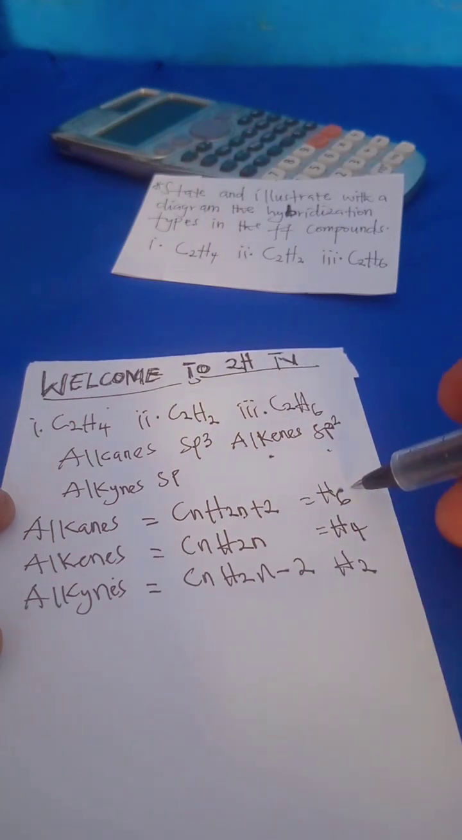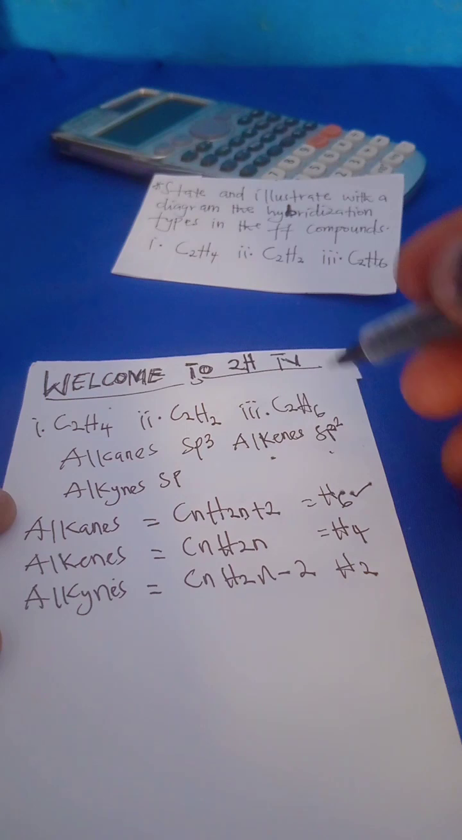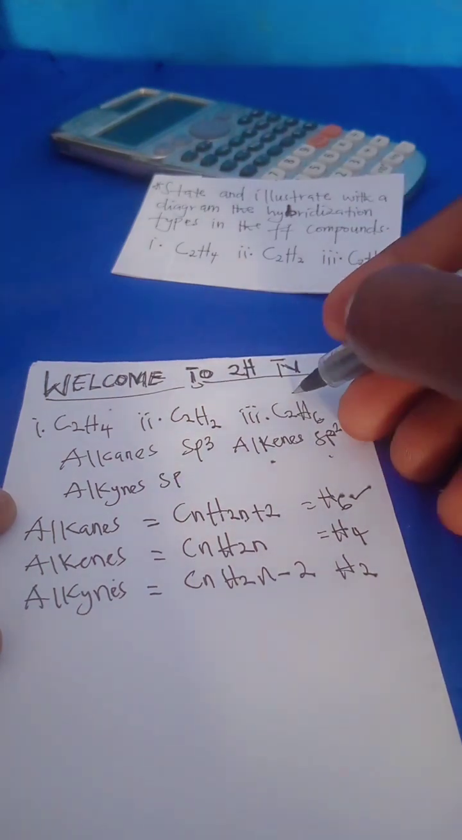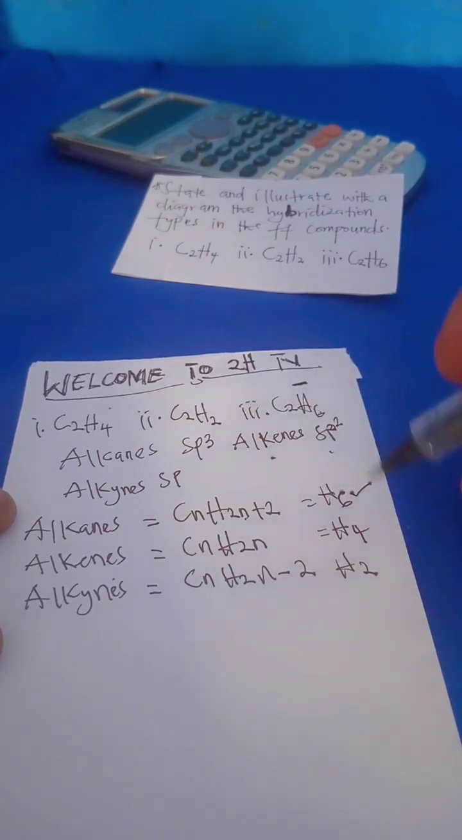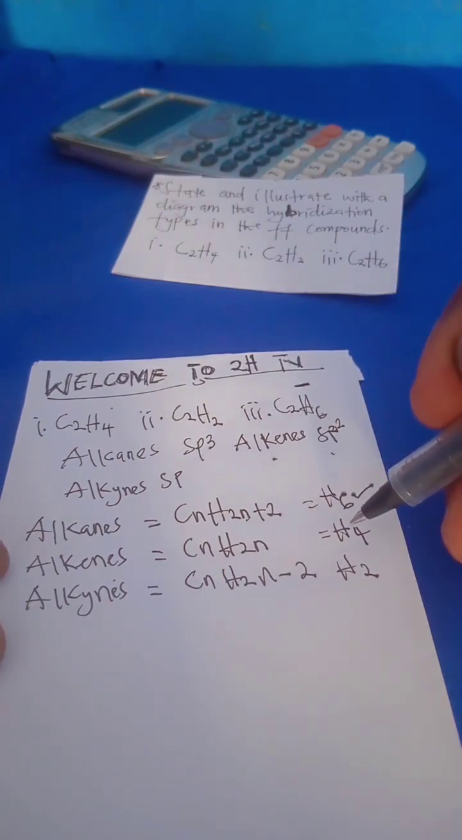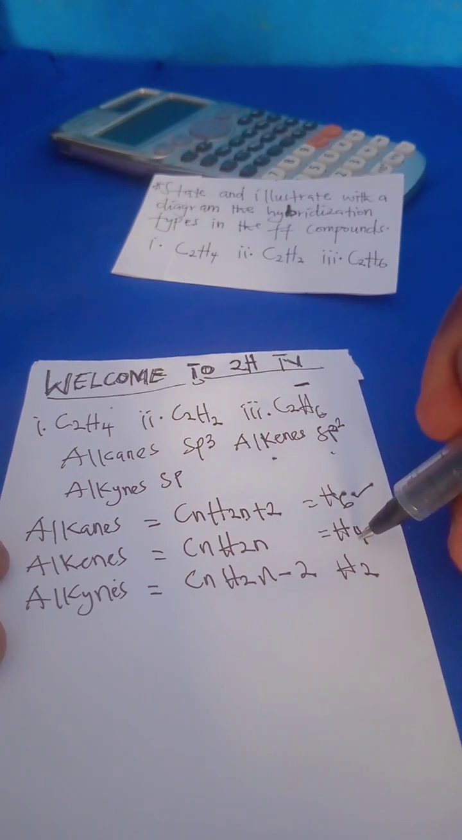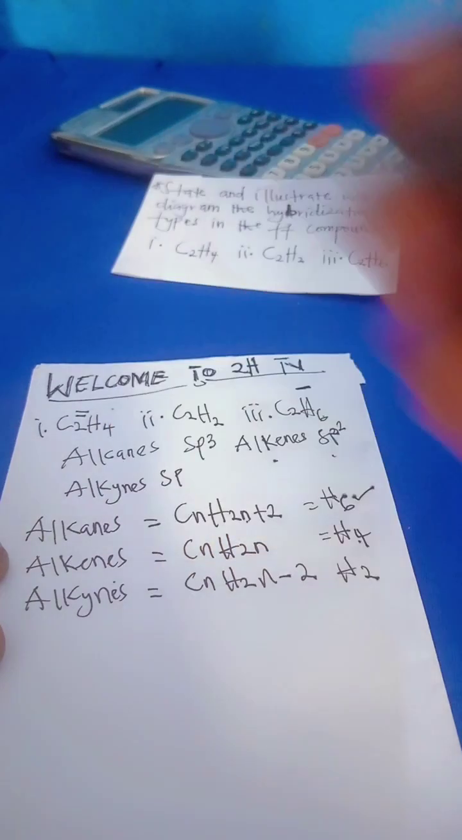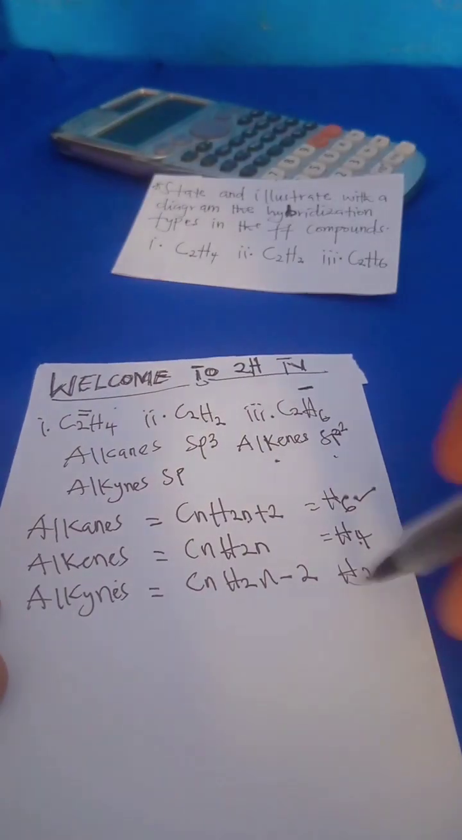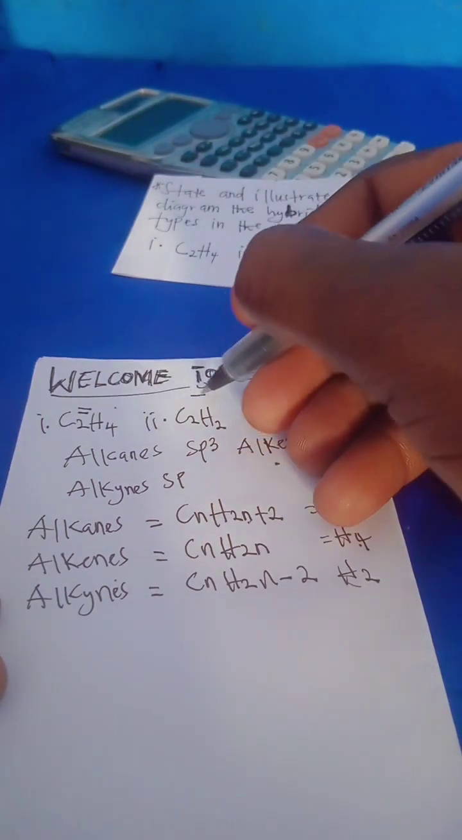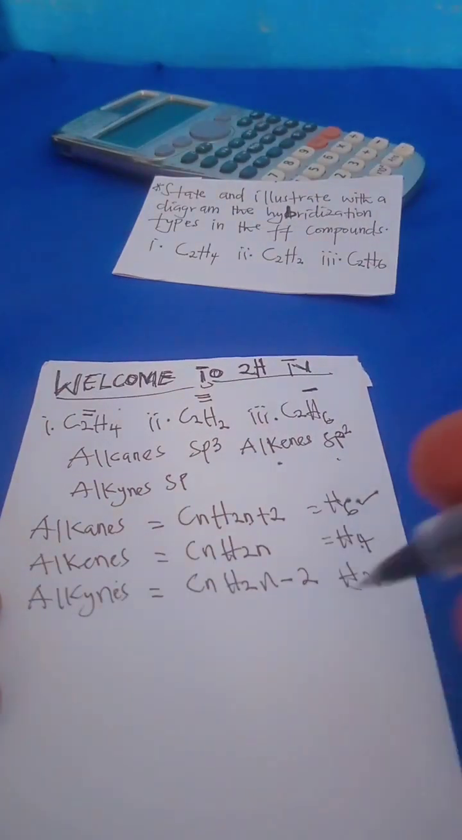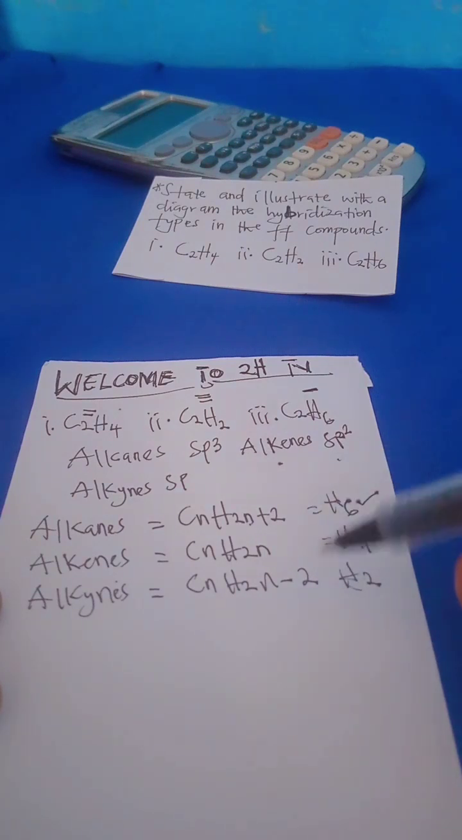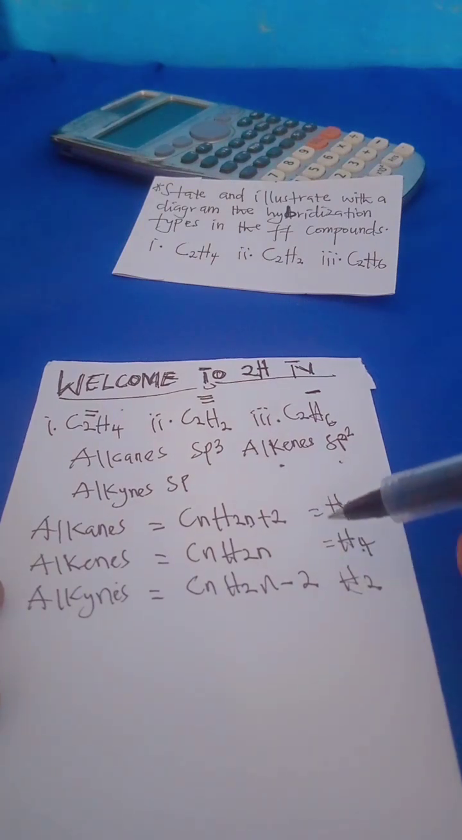So which of them has hydrogen number 6? That means C2H6 is an alkane, single bond. The one with hydrogen number 4 is an alkene, double bond. And the last one, with hydrogen number 2, is an alkyne, triple bond. So you identify them by comparing them to their hydrogen numbers. That's how you do it.